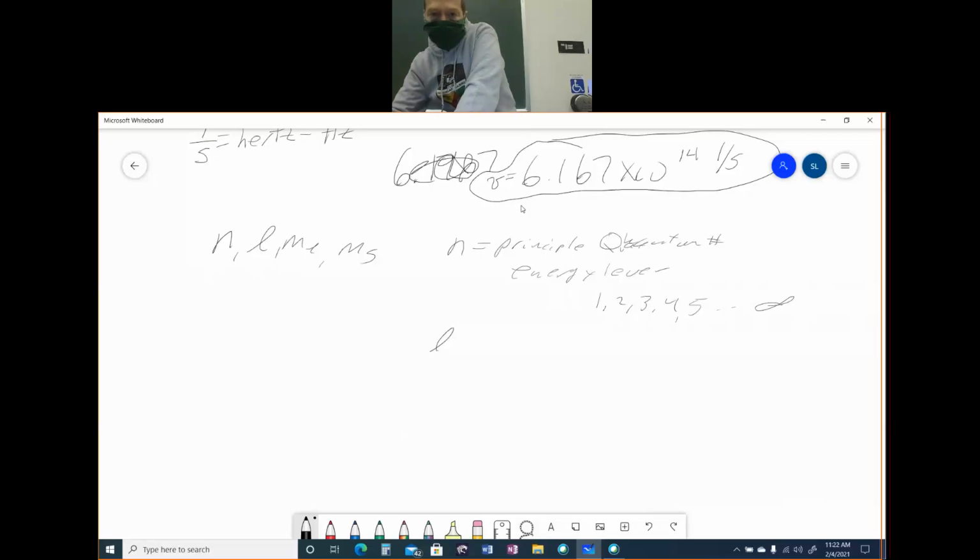Your l values can be 0, 1, 2, 3, 4, 5, but the maximum it can be is n minus 1. So if n is 1, the only number that this can be is 0. If n is 2, well, then it could be 0 or 1. If it's 3, it can be 0, 1, or 2. It can be to a maximum of whatever you had for n minus 1.